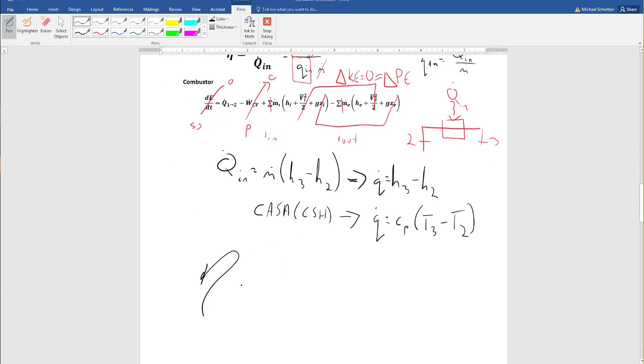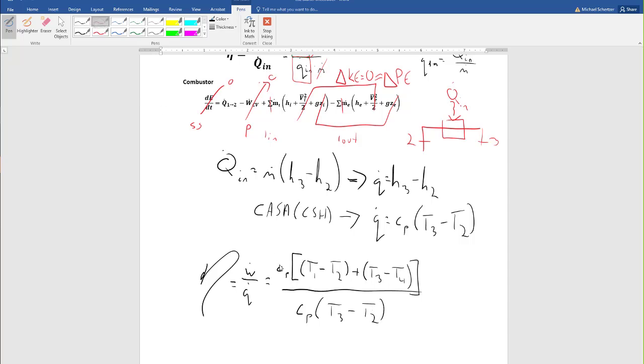Now when I go back to my thermal efficiency, this is going to be little w dot divided by little q dot. Little w dot was Cp times, sorry, because I put the Cp in here, it's not an H anymore. It's going to be (T1 minus T2) plus (T3 minus T4), divided by Cp times (T3 minus T2). My Cp's are going to cancel out. I look at this, and just like before, I don't know the odd numbered temperatures, but I do know the even numbered temperatures. Sweet, because now I've got a symbolic solution for part B as well.